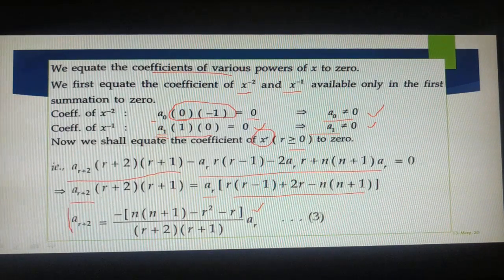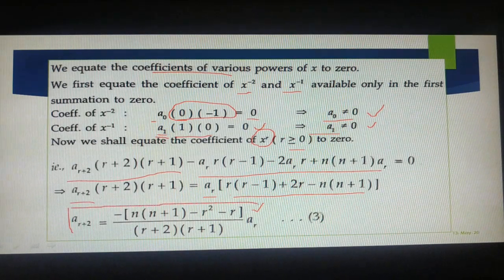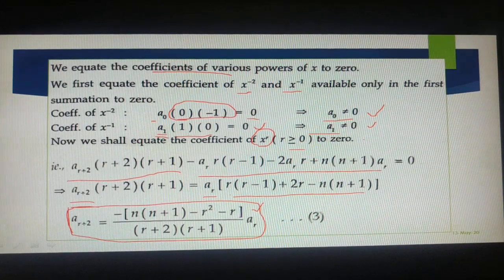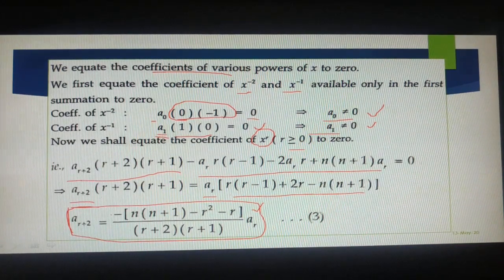So this type of relation we are preparing, we can take it as some iterative formula. You can use this as an iterative formula, so that we can get all other values. You can start with a0, a1, a2, a3. Of course, we clearly understood a0 should not be equal to 0 and a1 should not be equal to 0. So we can write our solutions in terms of a0 and a1. So this recursive formula you can utilize for our iteration process.